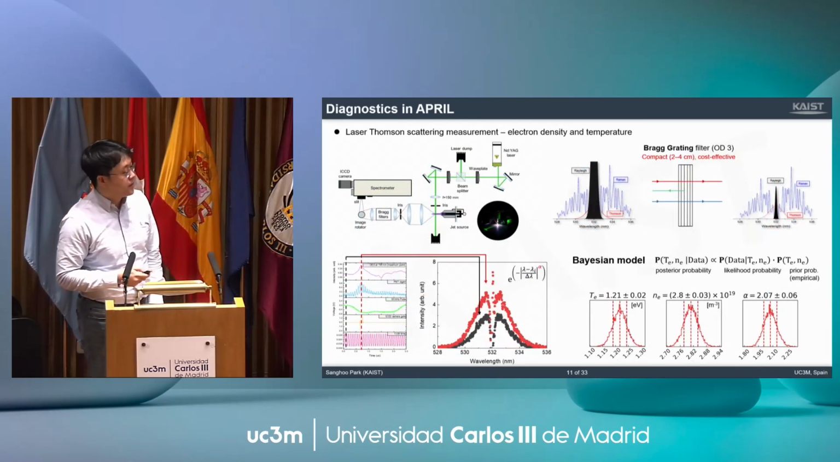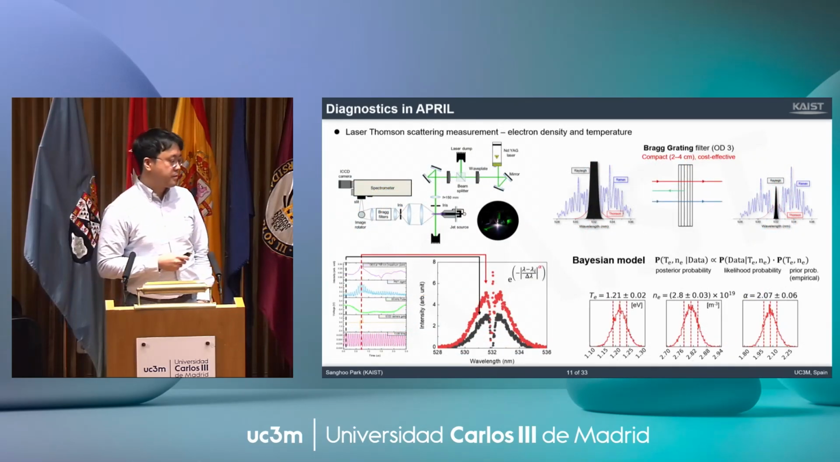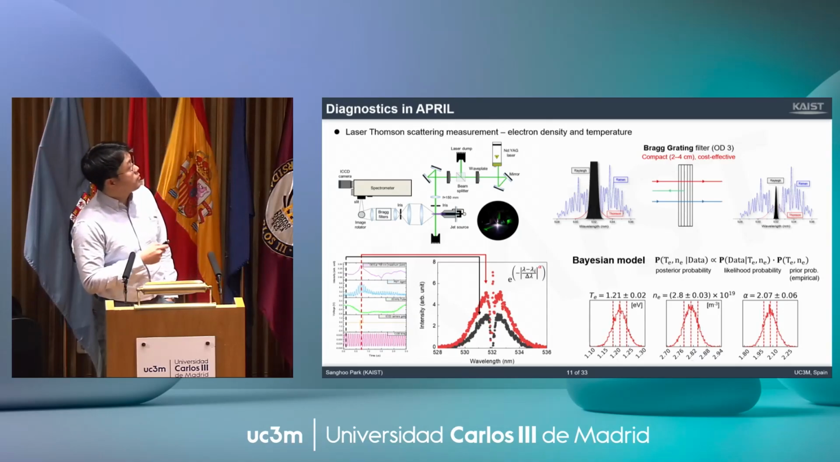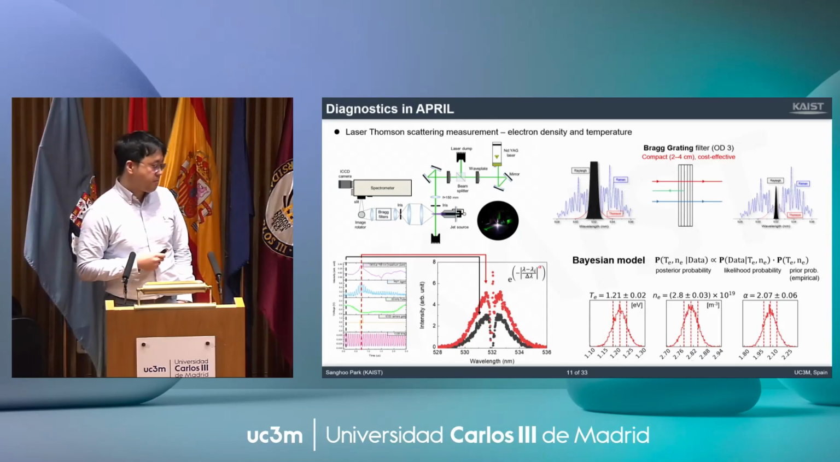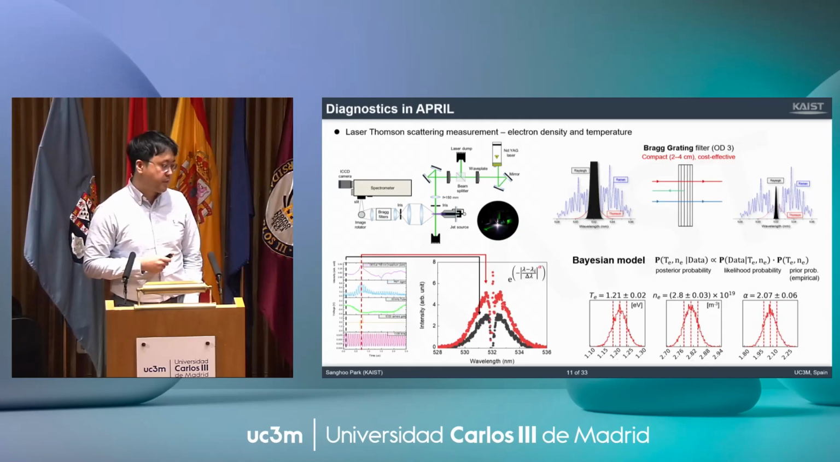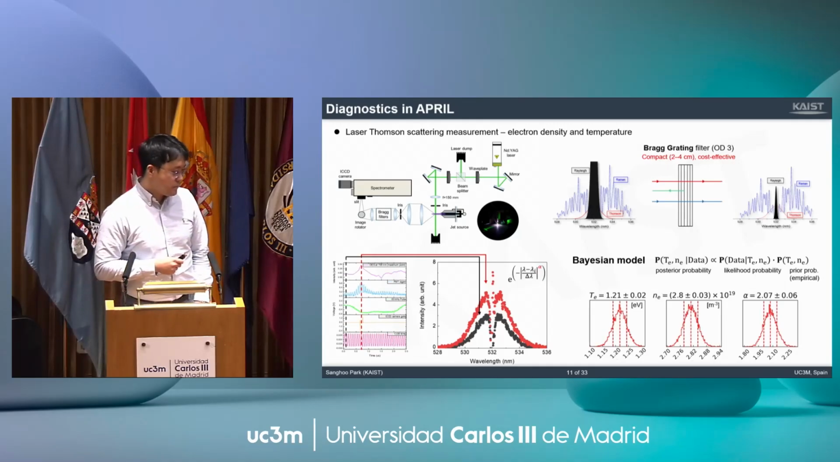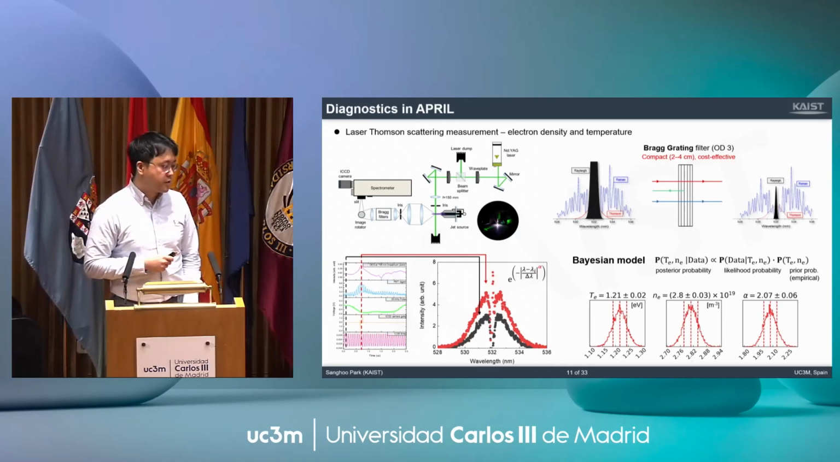Okay. And also, we are developing laser Thomson scattering measurement for observing the electron information in plasma. So this is our compact-sized Thomson scattering system using the Bragg grating filter. So three series of the Bragg grating like this. So this is our common spectrum when we measure the Thomson signal from the plasma.